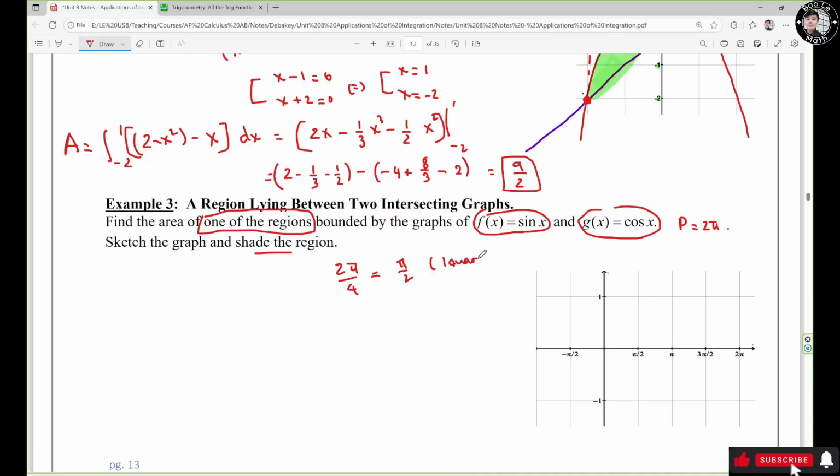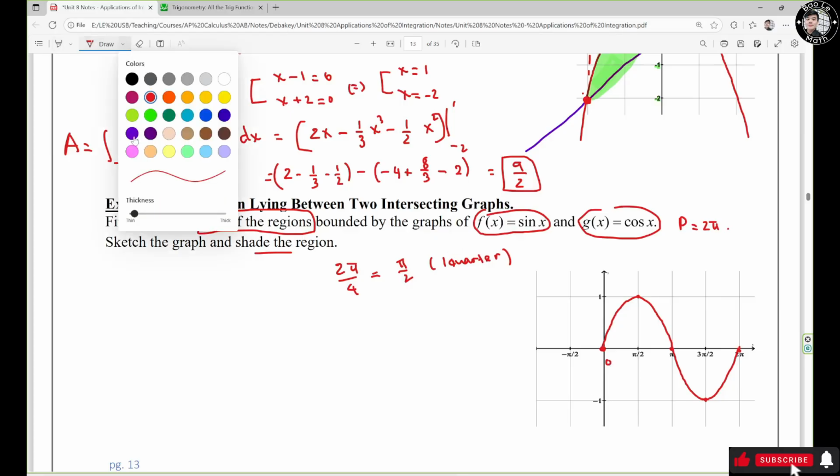Now you know that the sine function starts from the origin, goes up to the maximum in the first quarter, goes back to the midline, and goes down to the minimum and back up to the midline. So it could be something like this. Remember, the sine and cosine functions have the same maximum and minimum. It could be 1 and -1.